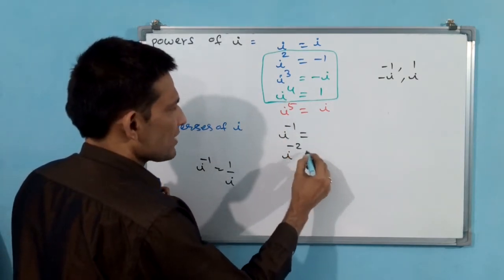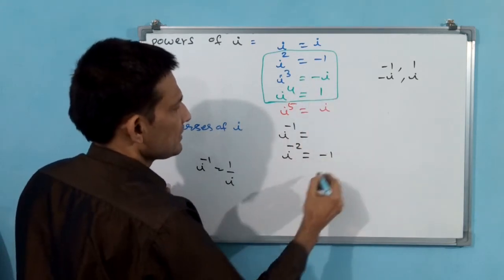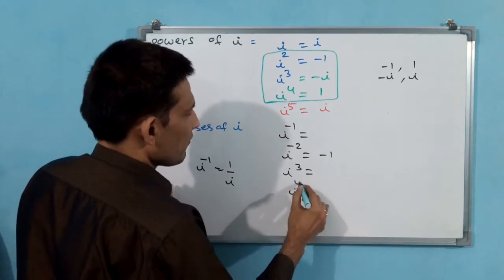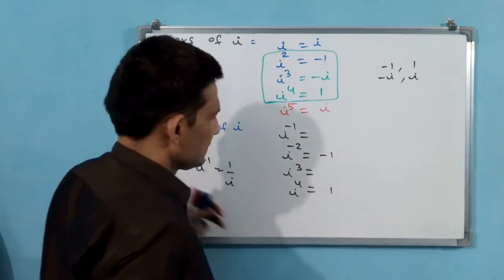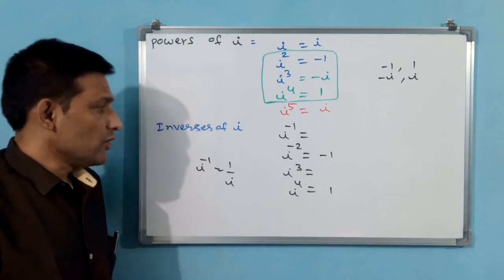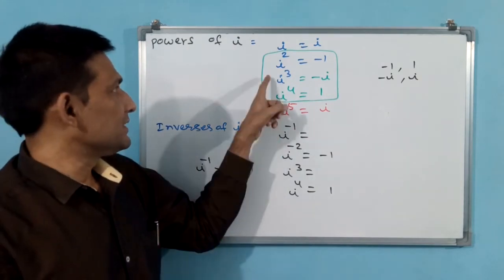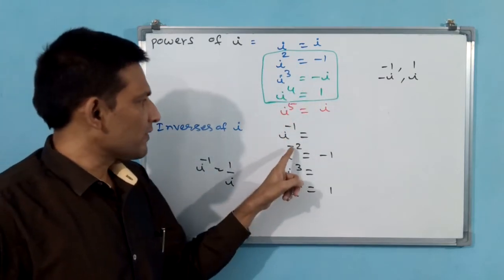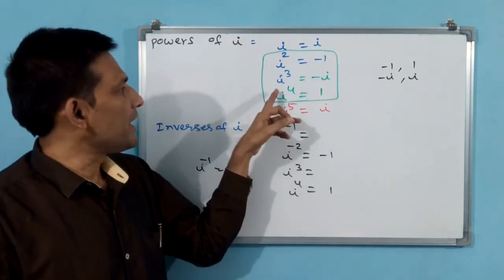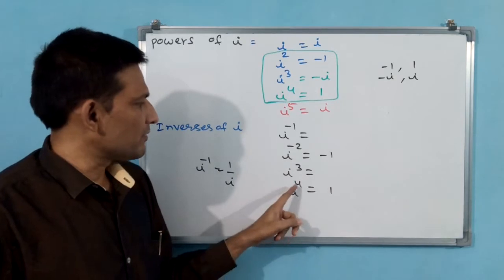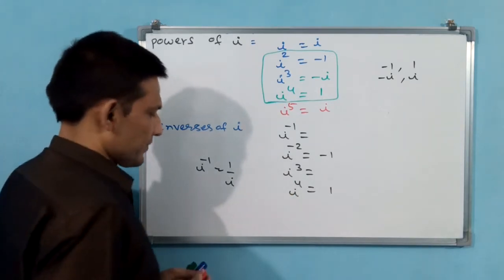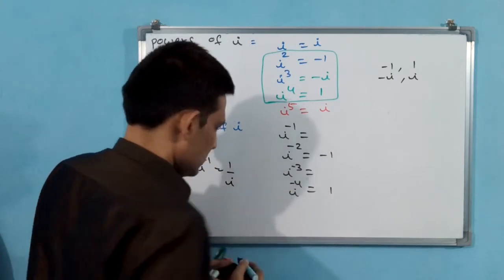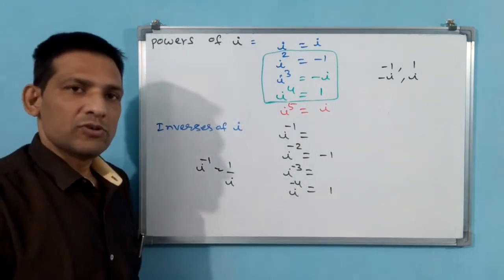i to the power of minus 2 I am going to write the same, minus 1. i cube I have not yet written. i to the power of 4 I am going to write as 1. That means two values are matched with these powers. i square is equal to minus 1, i to the power of minus 2 is also minus 1. i to the power of 4 is equal to 1. i to the power of minus 4, I am sorry, I have to keep minus 1... i to the power of minus 4 is also 1.